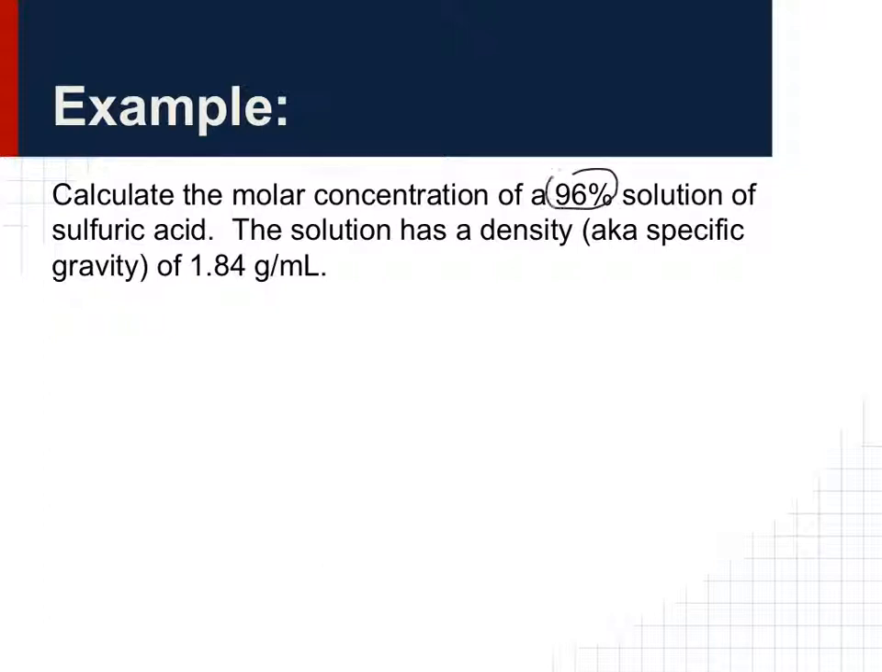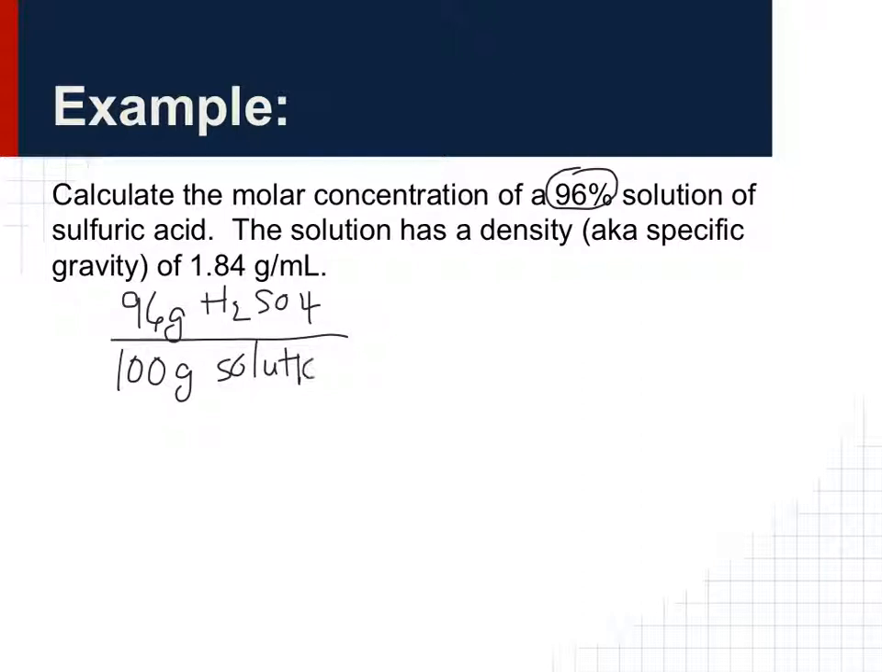We first need to interpret what this 96% means. When we're given a percentage, usually it's a percent mass per mass. So this means that we have 96 grams of sulfuric acid in 100 grams of solution. And what we want to do in this conversion is change the top into moles and change the bottom into liters. So really we could set this up in two parts.